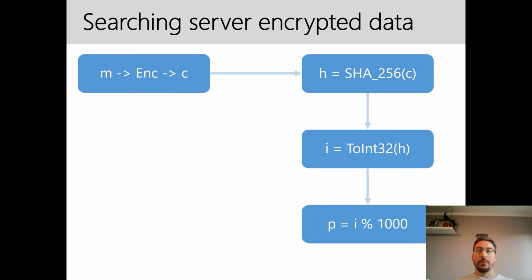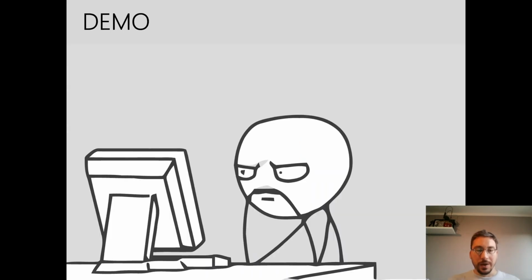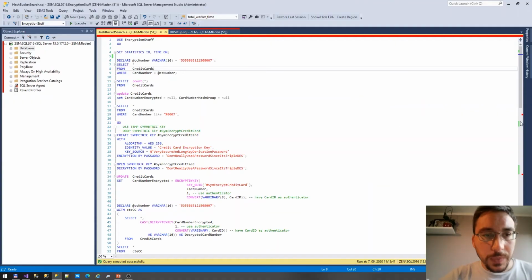Basically, we will partition our data into as many partitions as we want, so that when we search for some value, we just look into that partition, not through all of the data, right? Now, this partition can be used in a where clause to narrow our search, and this partition can be indexed. And if this seems confusing, I will go through all of this in the demo. Right? So we go to the demo.